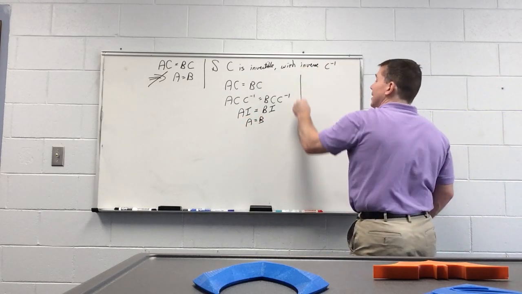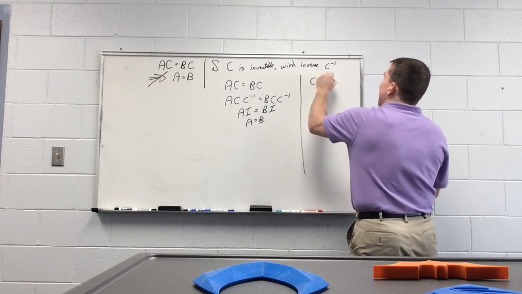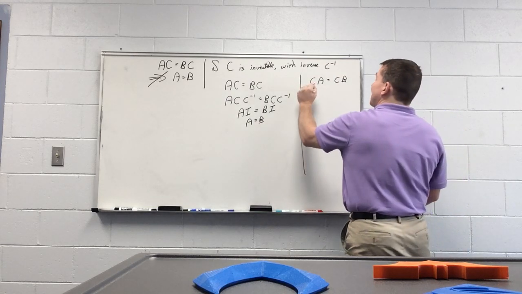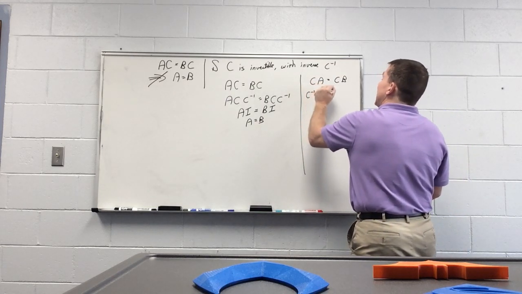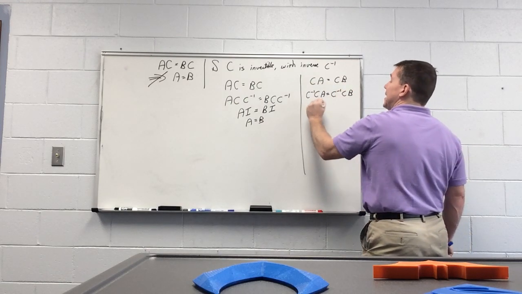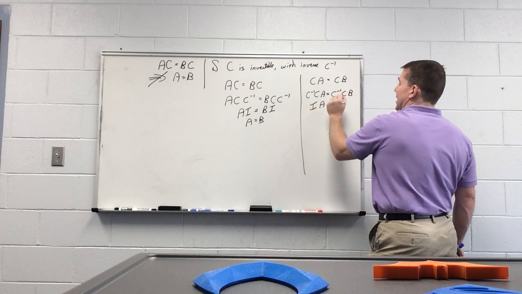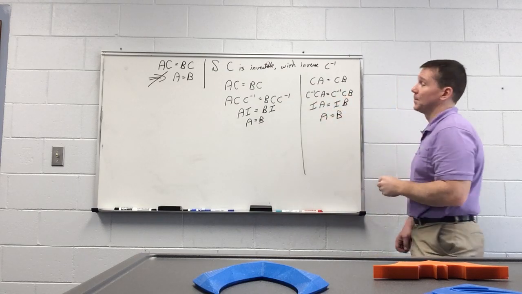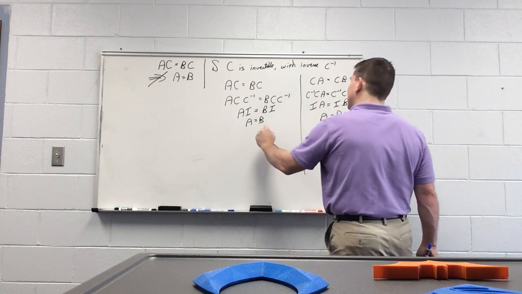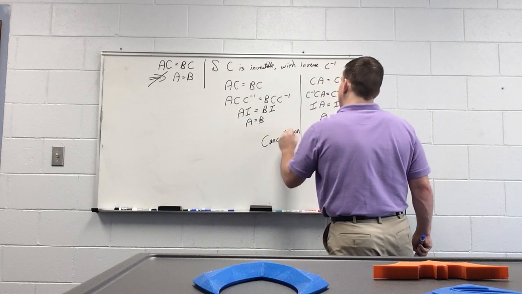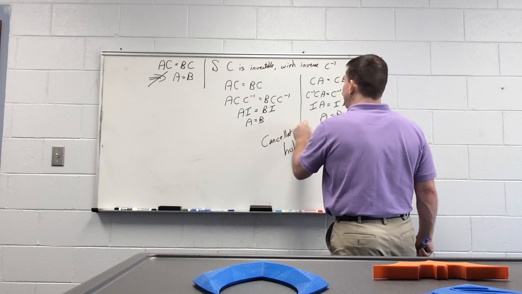By the same token, if I have CA equals CB, now multiply by the inverse on the left. C inverse CA equals C inverse CB. Again, this gives me the identity times A, identity times B, which gives me A equals B. So in both instances, cancellation holds. The cancellation law holds.